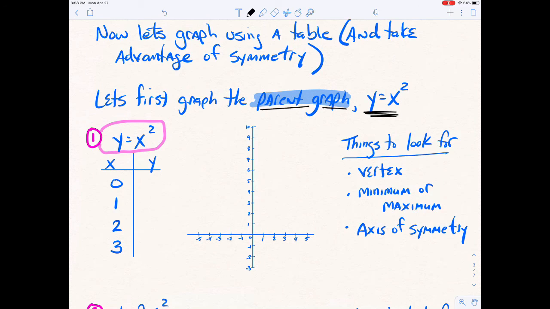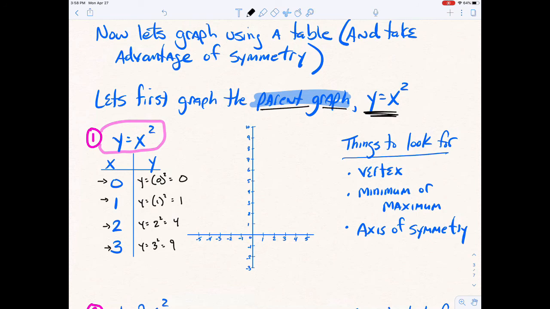Then here's what we're going to do. If x equals 0, I'm looking at the very first one. If x equals 0, then y equals 0 squared, or 0. And if x equals 1, then y equals 1 squared. Or if x is 2, y equals 2 squared. Or if x equals 3, y equals 3 squared.